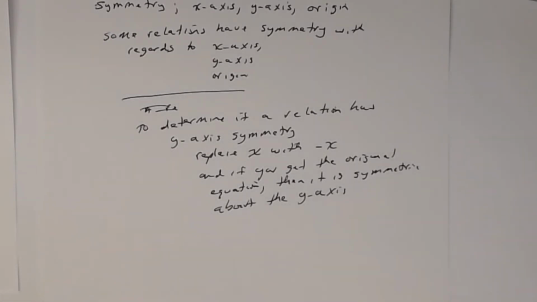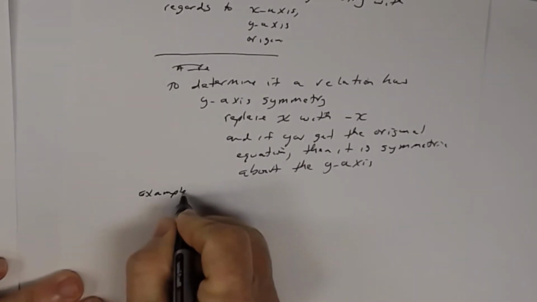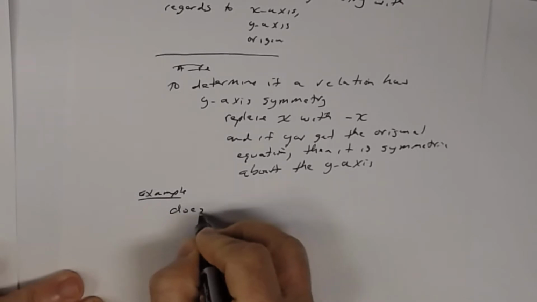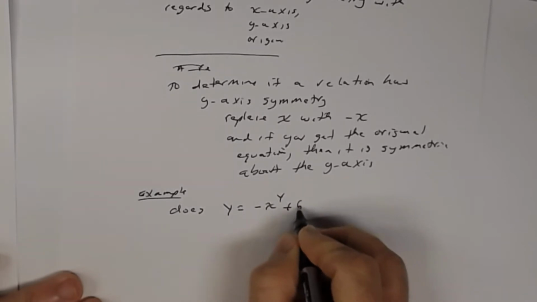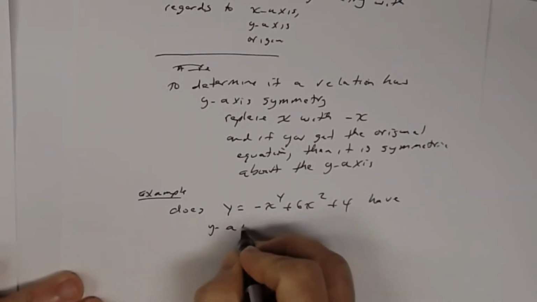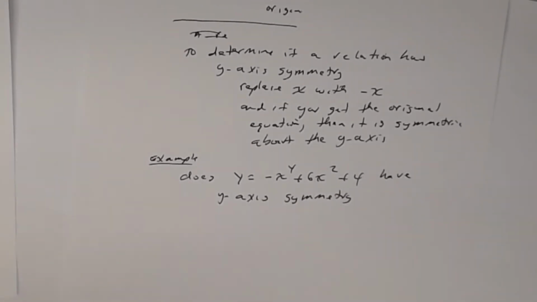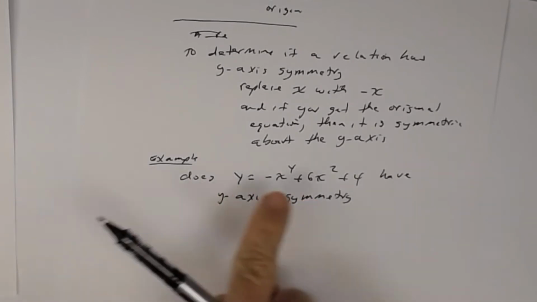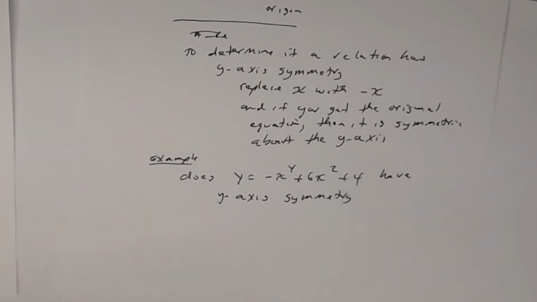All right, so let's look at an example with y-axis symmetry. Let's suppose we had this. The directions will say: does this relation, y equals negative x to the fourth plus 6x squared plus 4, have y-axis symmetry? Remember, a relation is a set of ordered pairs, so you can represent a relation as an equation, because this would be a set of ordered pairs if you use a t-table. But again, does this relation have y-axis symmetry?